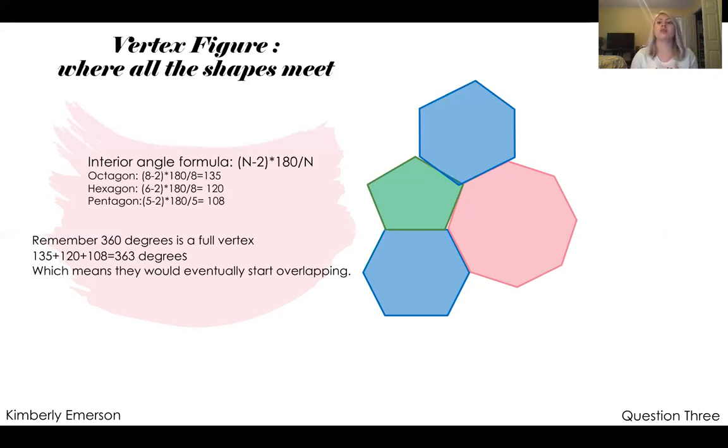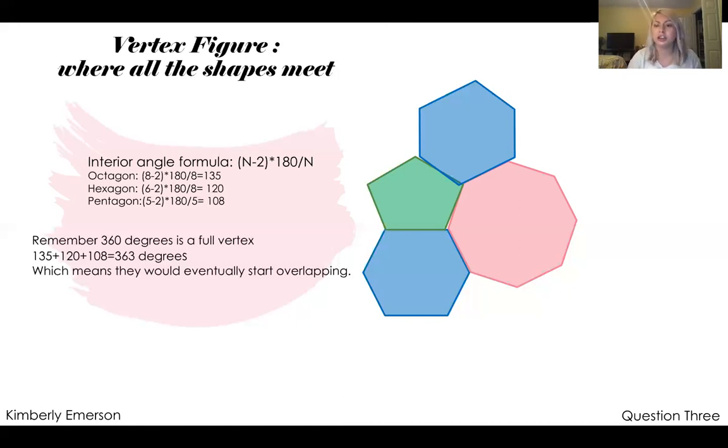And like I said, remember that a full vertex is 360 degrees. So we're going to add these three angles up to see if we get 360. Adding up 135 plus 120 plus 108 gives us 363, which is more than 360 degrees. So we can say that these shapes will eventually overlap. Even though they look like they may fit, they will eventually overlap each other.